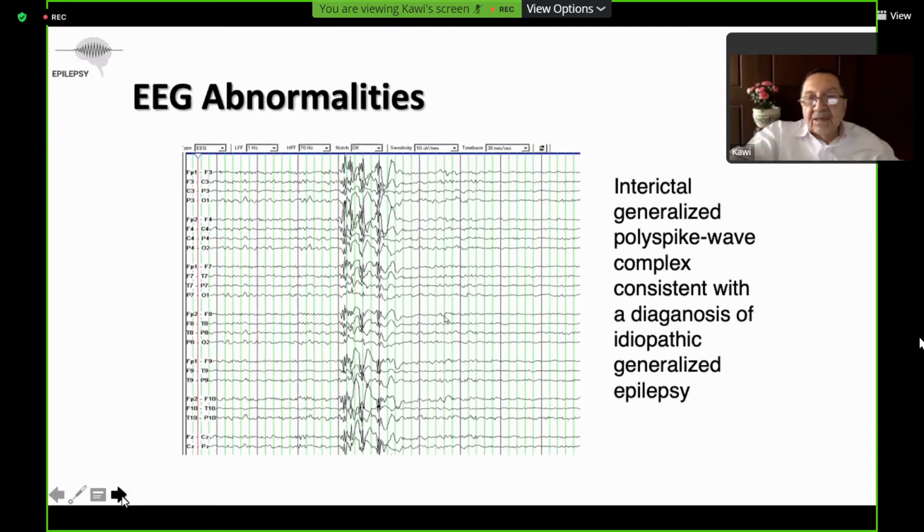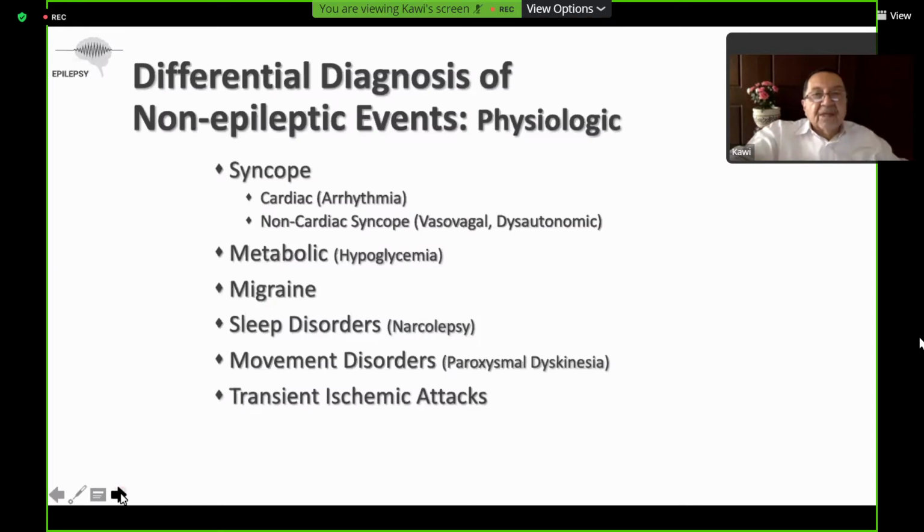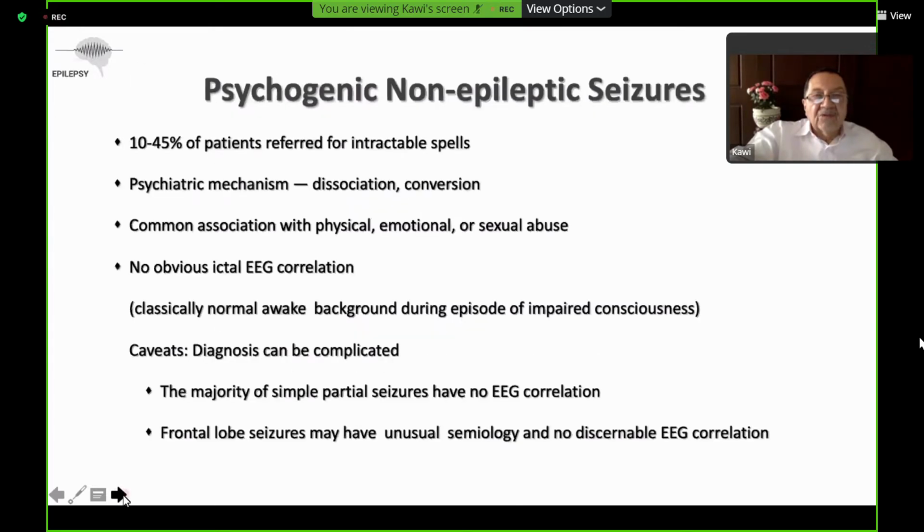This is inter-ictal in a patient with generalized polyspike complexes. As you can see, the spikes are multiple, and then each is followed by a slow wave. This is an idiopathic generalized epilepsy. The differential diagnosis contains syncope, metabolic causes, migraine, and sleep disorders. We talked about that before.